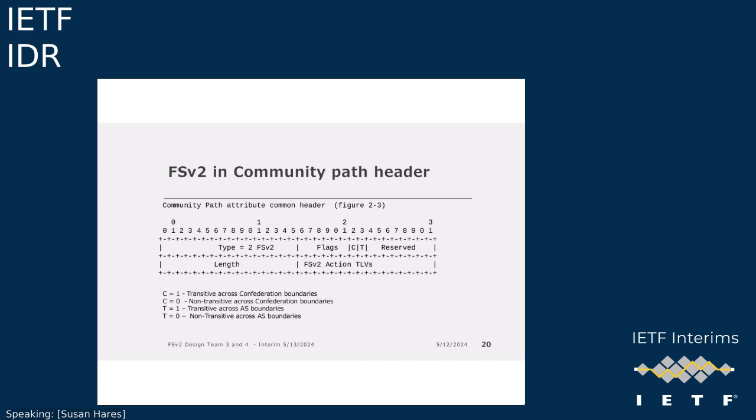It's in the wide community draft, but the basic path attribute for communities is fairly simple. It has a TLV within it. It has flags, and then it would have the action TLVs. These flags help us in that they discuss whether it's transitive across confederation boundaries or across AS boundaries. And that can give a hint to those networks who are pulling and getting rid of communities. And that's a common thing.